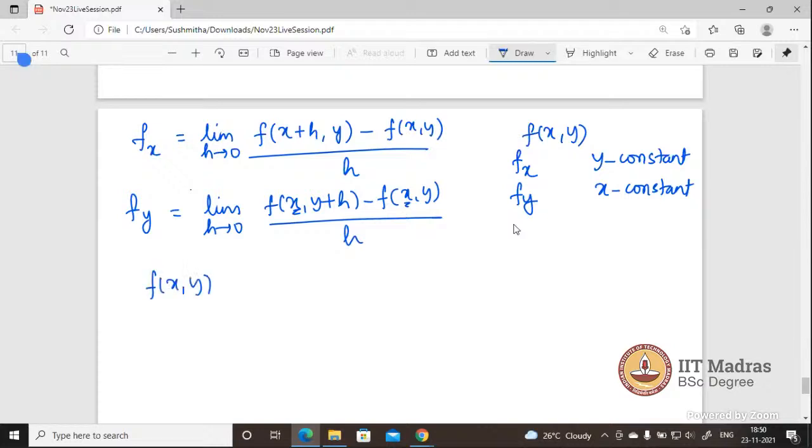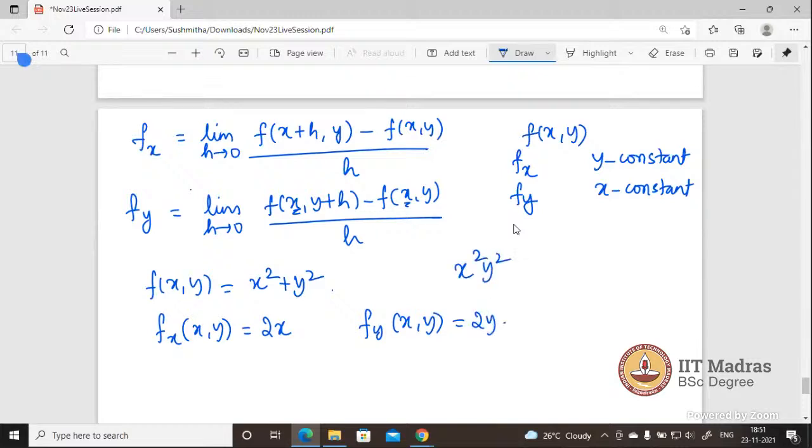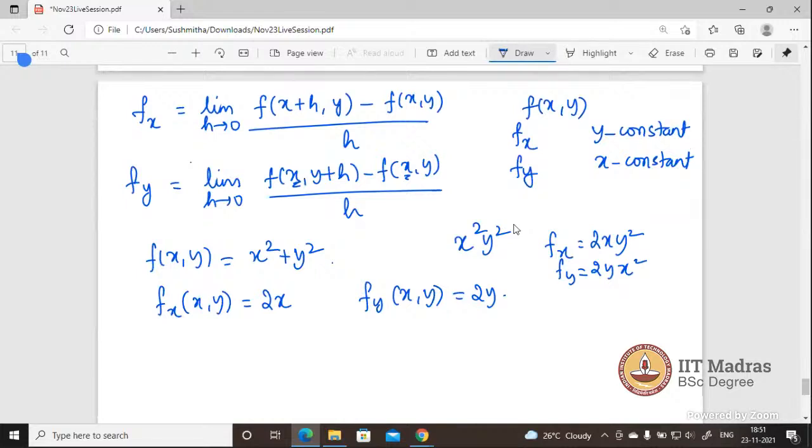Okay, so the example there was f of x comma y is equal to x squared plus y squared. What is fx of x comma y? 2x. That's because I'm treating y as a constant. What is fy of x comma y? 2y. So if I had x squared y squared, what is fx? 2xy squared. And what is fy? 2yx squared. So these are easy cases, so there is no problem.